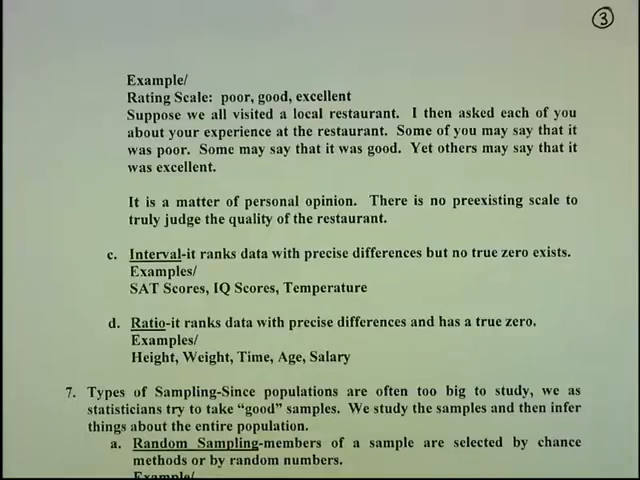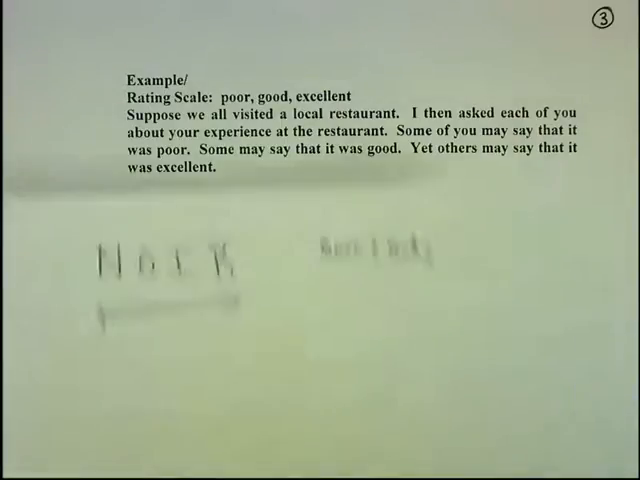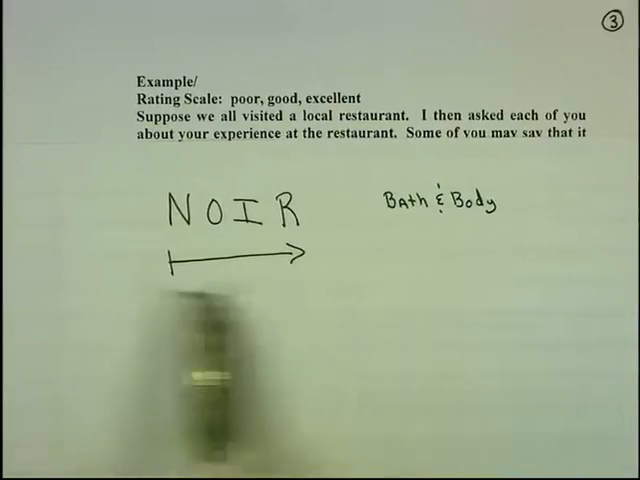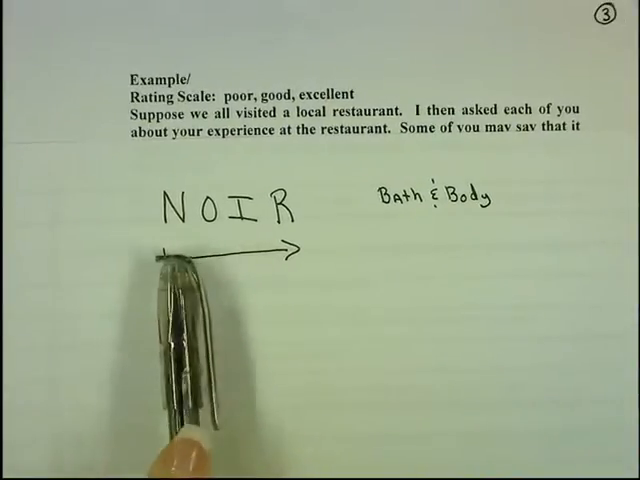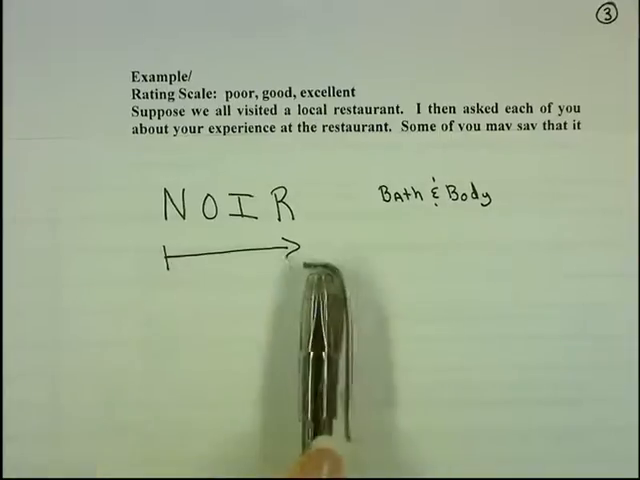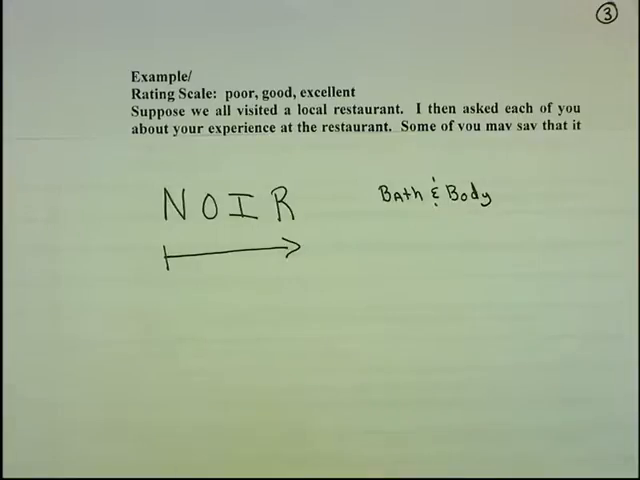The mnemonic device that I like to use to help students with these 4 terms, and I'll put it on my document camera, is NOIR, and I have an arrow saying that it builds all the way from nominal, where there is no order, there is no rank, like gender and eye color, all the way up to ratio, where we do have order, we do have rank, and a true zero exists, so they build.